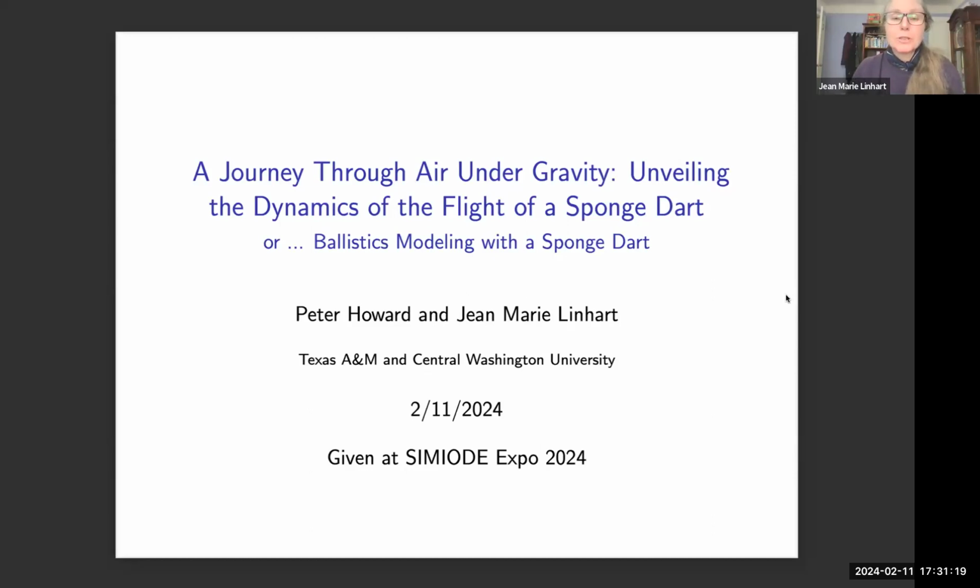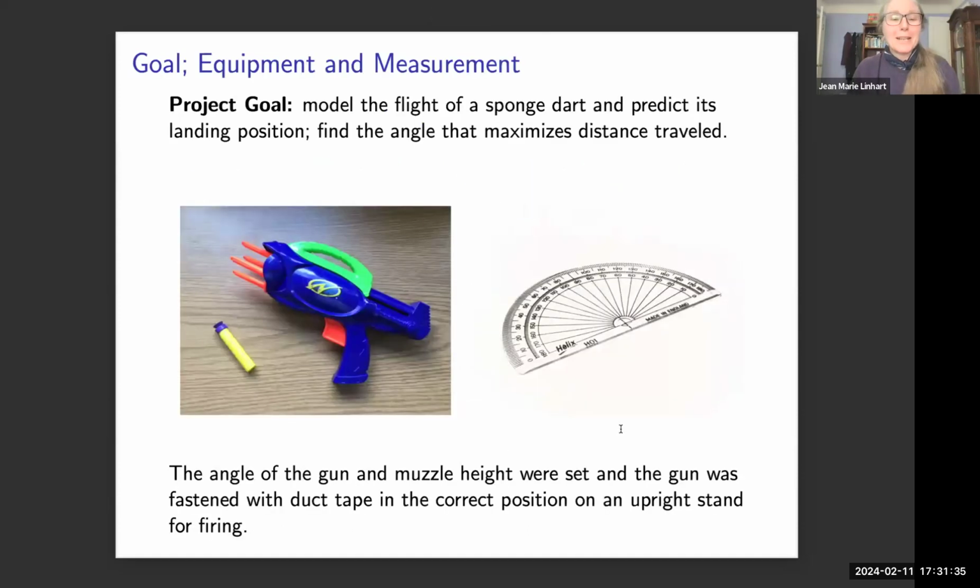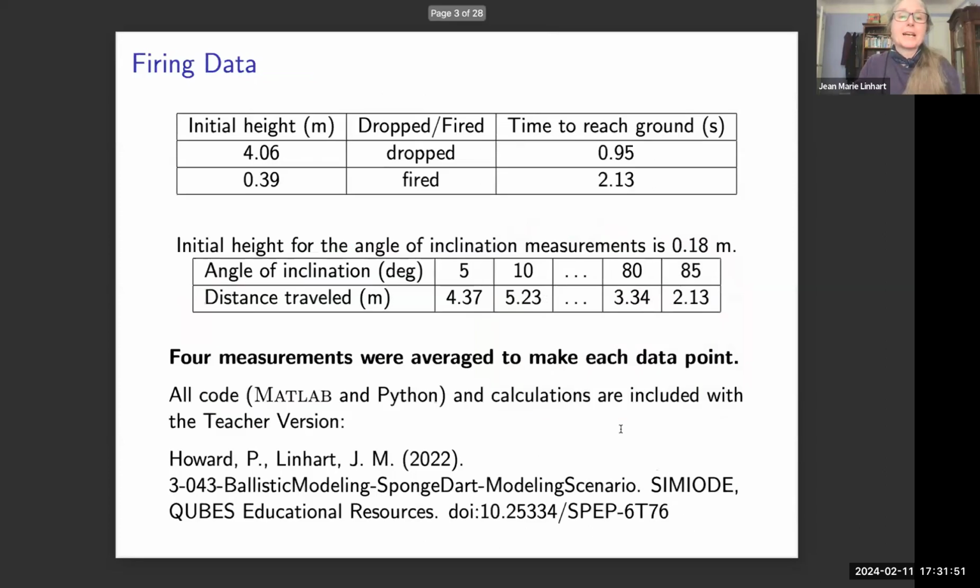This project was originally written by Peter Howard, who is a new department chair at Texas A&M University. He originally worked on this with his wife before they had children. He and his wife got together with a Nerf gun and some equipment to duct tape it to a protractor to get an angle measurement. They fired it up in the air, they dropped some darts, they fired their Nerf gun at a variety of angles, and they took some data.